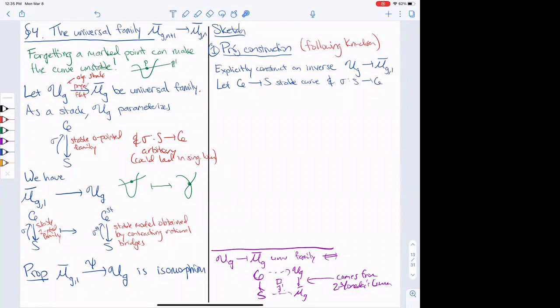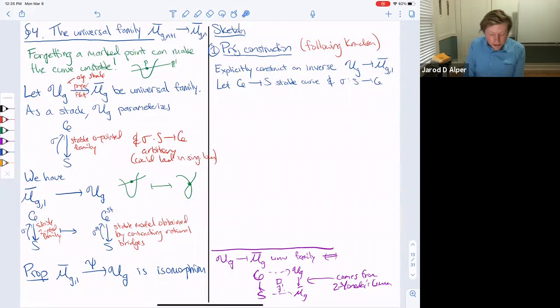Yes, thank you. And so what's sort of remarkable here is that this map, this contraction map, is an isomorphism. If you look at this diagram, it's easy to see that this is going to be a bijection on points. But one thing that's hard is to explicitly construct an inverse.